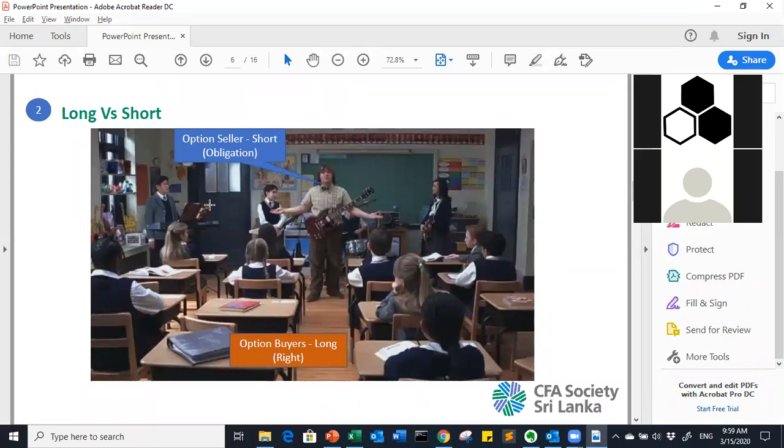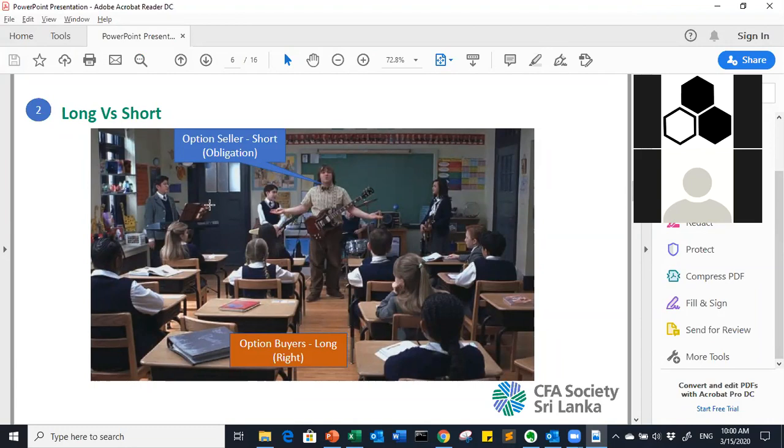This is what I illustrated earlier also. This is an analogy you can remember for the difference between who has the obligation and who has the right to something. In this situation, I'm the option seller because I'm doing the session, so I have the obligation to do the session. Whereas you who are listening to this session are the option buyer. You are the long party because you have the right. So you can decide whether to listen to this or not. Okay. So that's how you can see this situation.